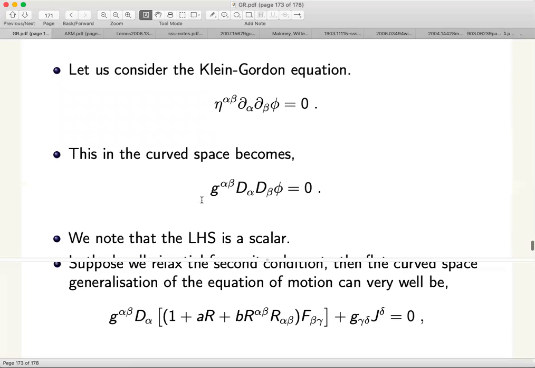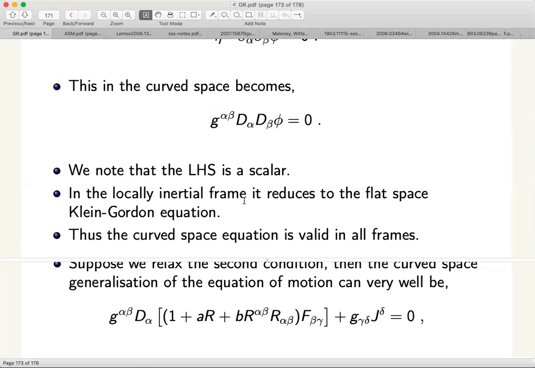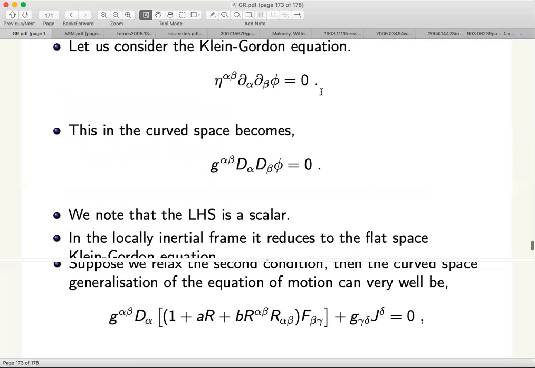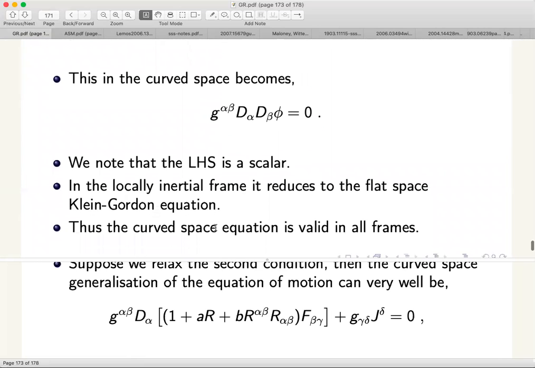Because in a local inertial frame we have sufficient freedom to convert g to eta and set gamma to 0. So these two statements tell you that if this flat space equation is valid, then the tensorial property of this equation, namely that this is a rank 0 tensor, tells you that if it is valid in the local inertial frame, it is valid in all frames which are related to that by coordinate transformations.